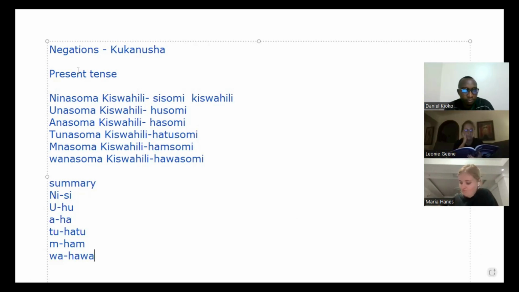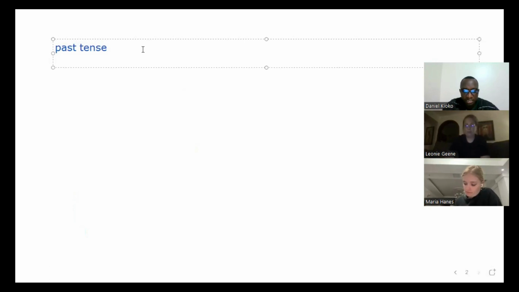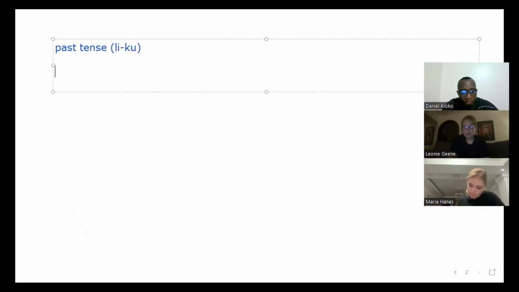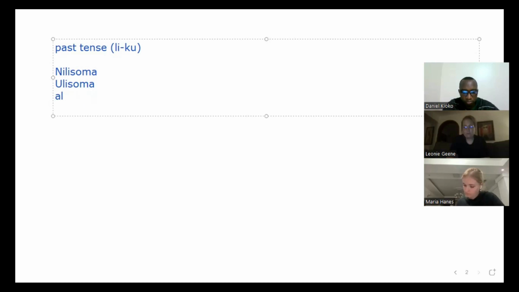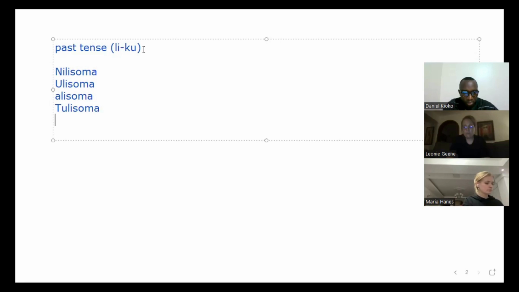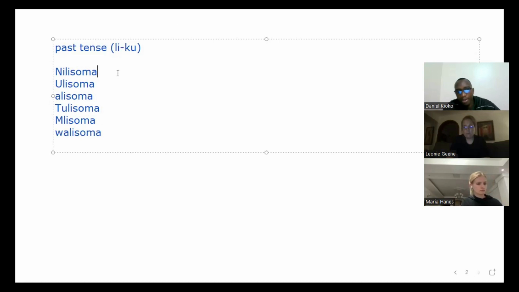Then now we go to past tense. Something you need to note about this past tense: the past tense marker is li, right? That's what tells us it is past tense. Something that will happen is that li will change to ku. Then we use the same thing. So nilisoma, ulisoma, alisoma, tulisoma, mlisoma, and walisoma. So what will happen here?